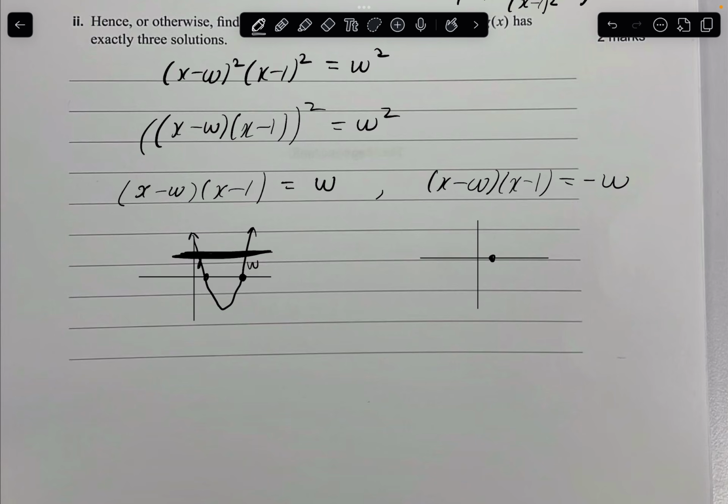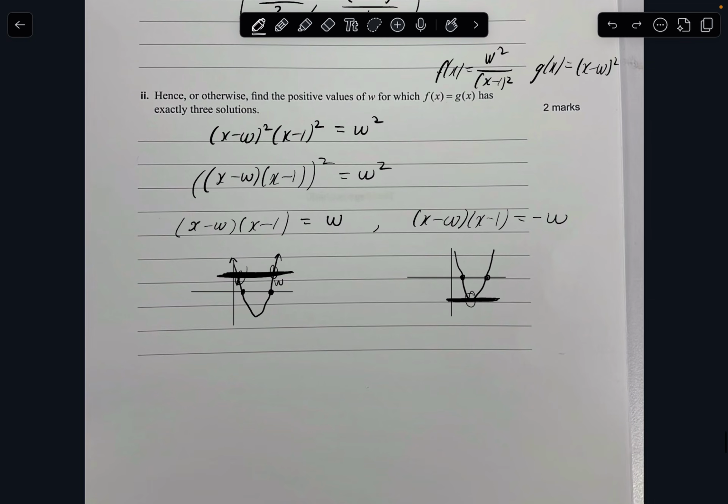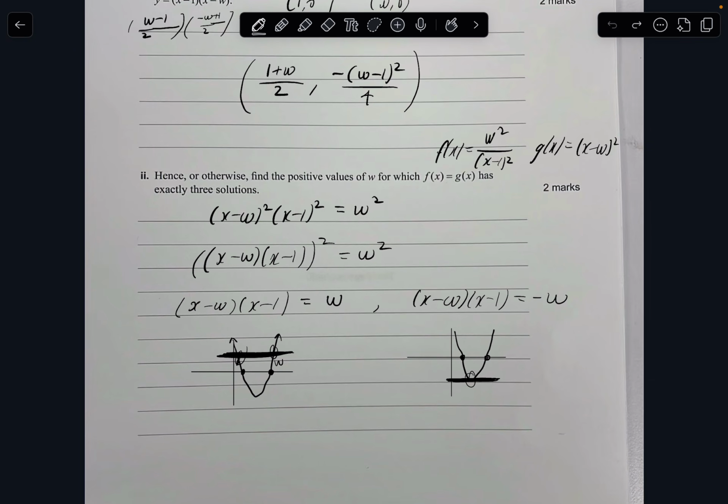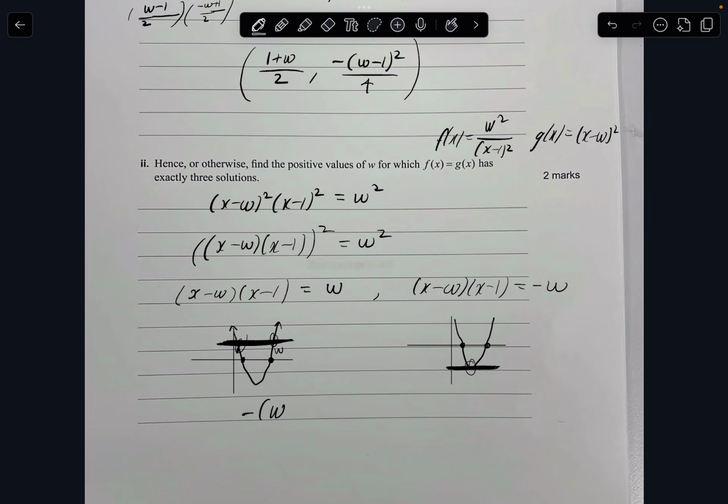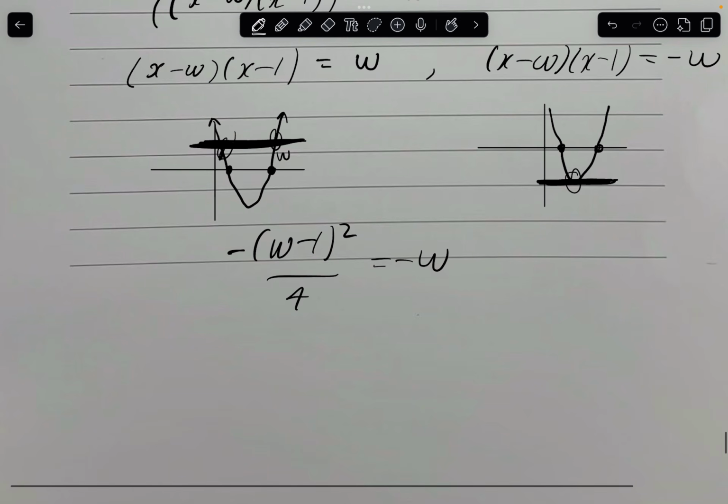For this one you would have the same thing, but you want that to be over here so that you have 1, 2, 3 solutions. You want it to be at the minimum. So you basically want negative w to be the same as this, is what we're solving. So negative w minus 1 squared over 4 equals negative w. W minus 1 squared is equal to 4w.